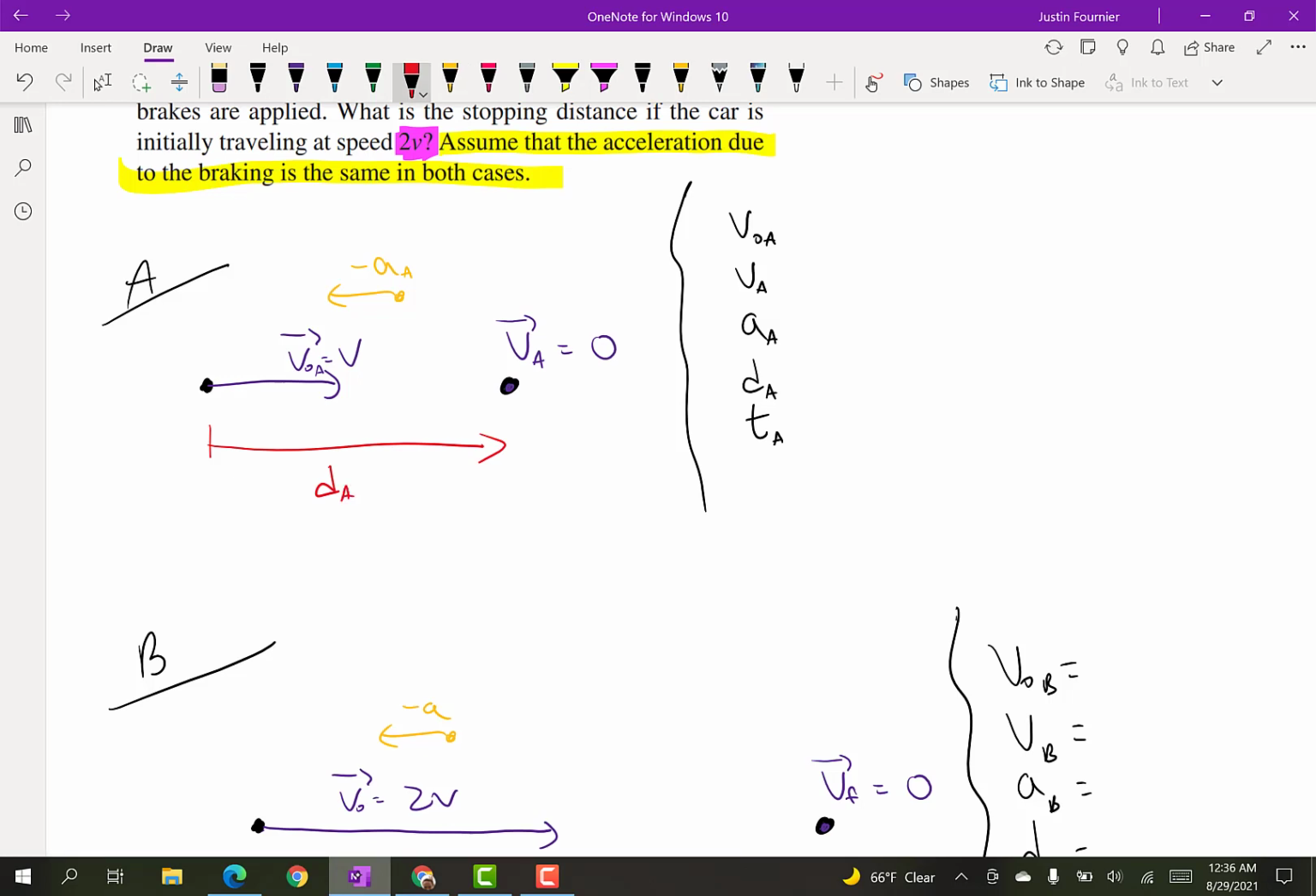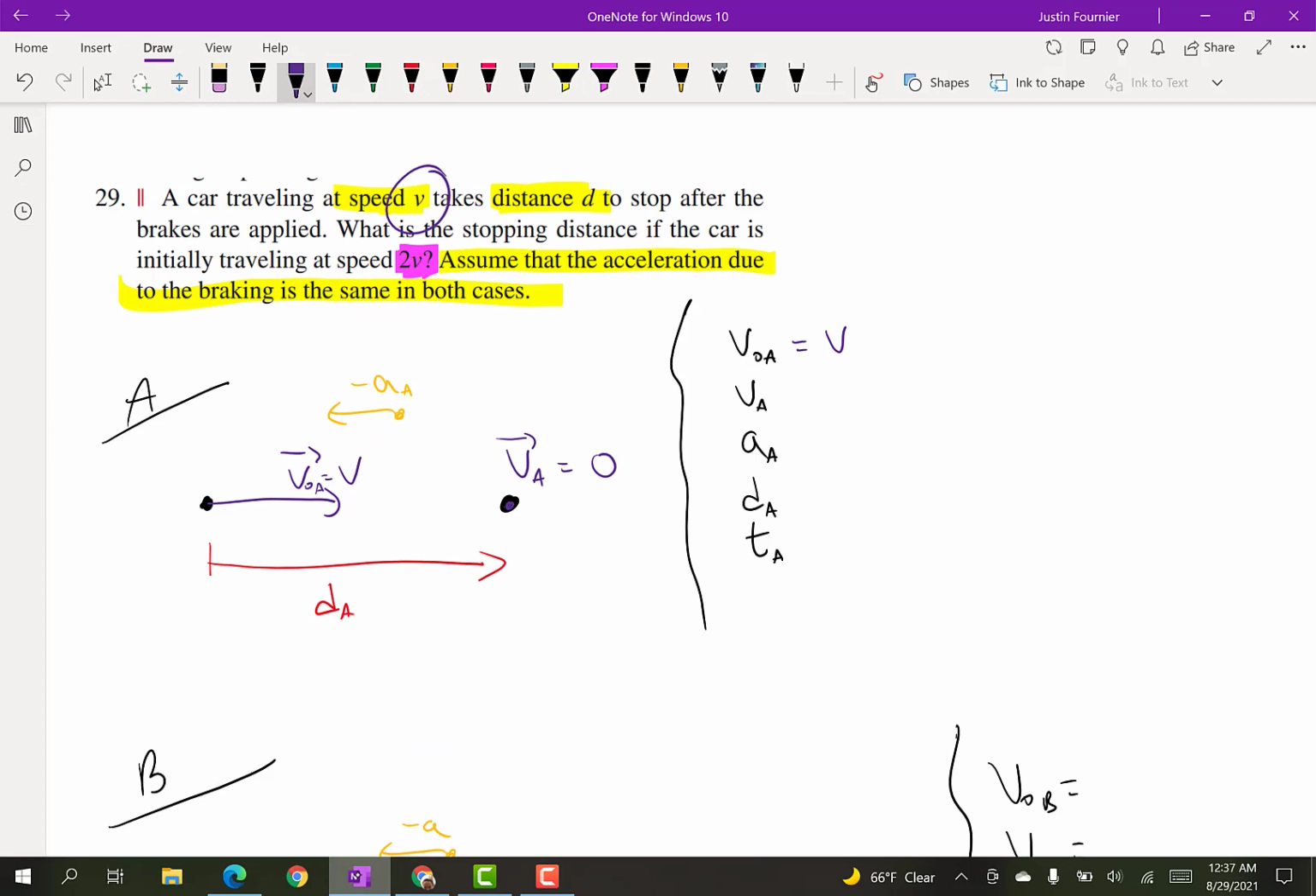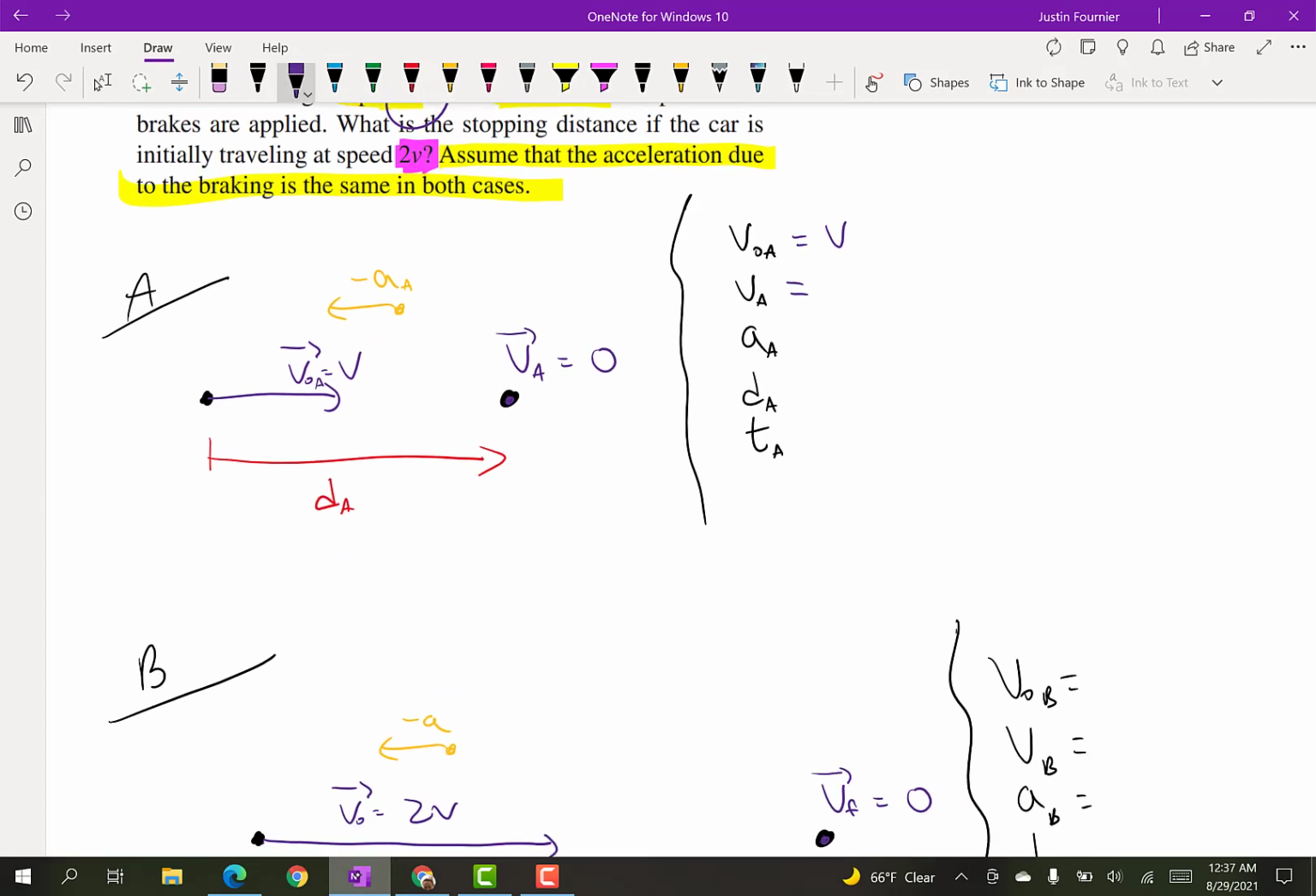So using that now, this is all situation A stuff. My initial velocity, they told me, is v. That's what they gave me. My final velocity is going to be 0 because it comes to a stop. The acceleration, I'm just going to say it's some constant a, because they're saying the acceleration is the same in both cases. So dA, I'll leave it as dA. I ask myself, what equation do I know that involves those four things?